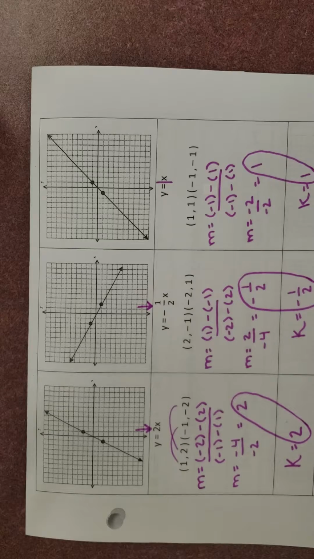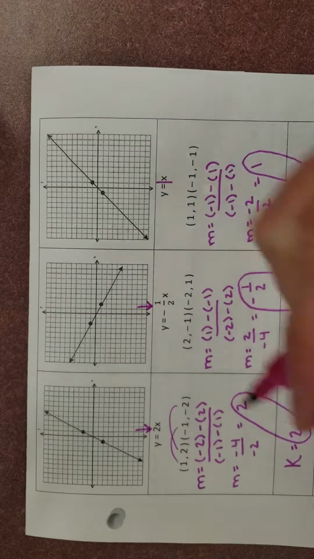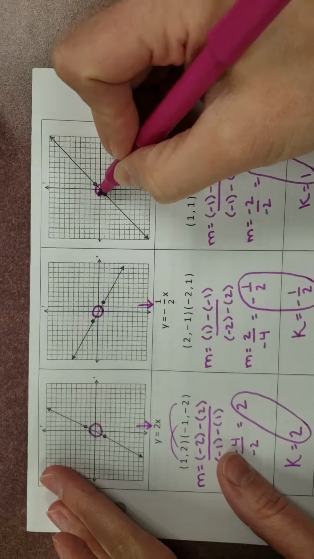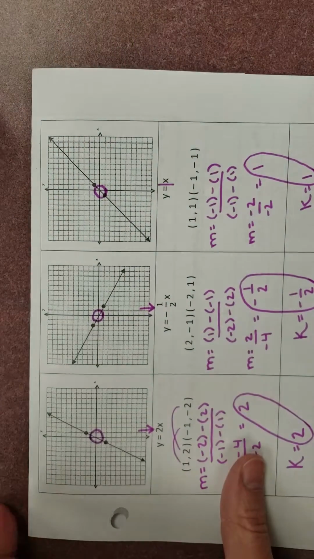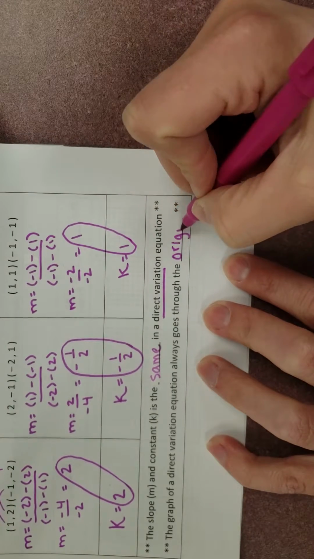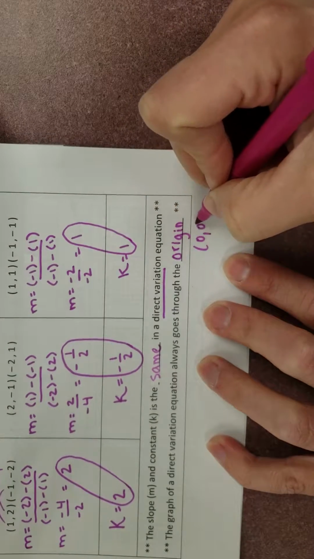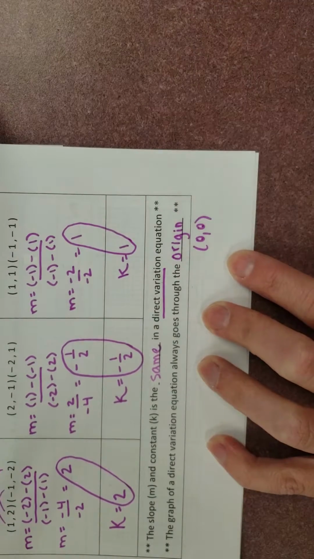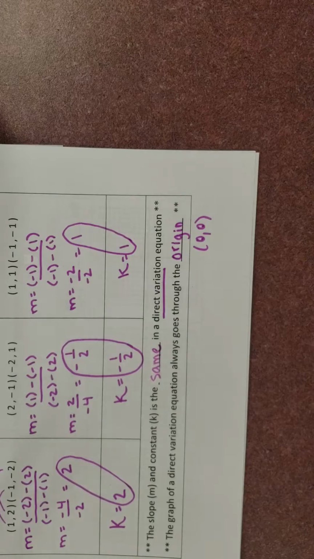what do they all have in common? Oh, look, through the middle, through the middle, through the middle. What do we call the middle? Yeah, it's the origin. And its coordinate, of course, is 0, 0. Cool, it looks like it's looking at you. Boop, boop. Haha.